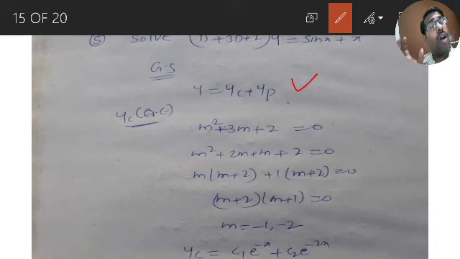Once we have got the roots, if m1 and m2 are two real and different roots, then the solution is c1 into e power of m1x plus c2 into e power of m2x. This is the case where the roots are real and different. If the roots are real and equal, that is roots are m, m, two roots are equal.